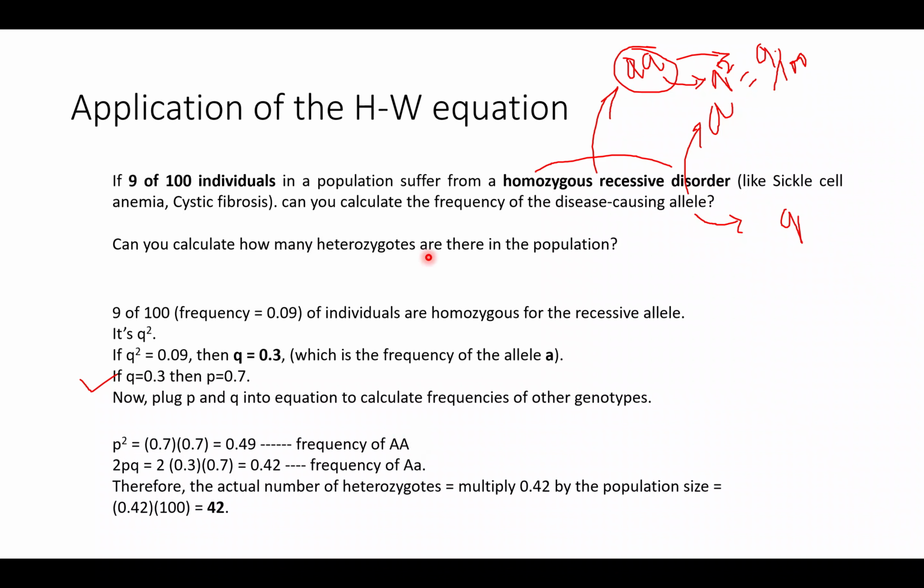But the question asked here is, can you find the heterozygous? So 2PQ. Now you have P, you have Q. You just have to multiply. 2 multiplied by 0.3 multiplied by 0.7 comes out to be 0.42. Given the population is 100, just multiply the frequency with the total size, 0.42 multiplied by 100, it becomes 42. So the answer is 42.